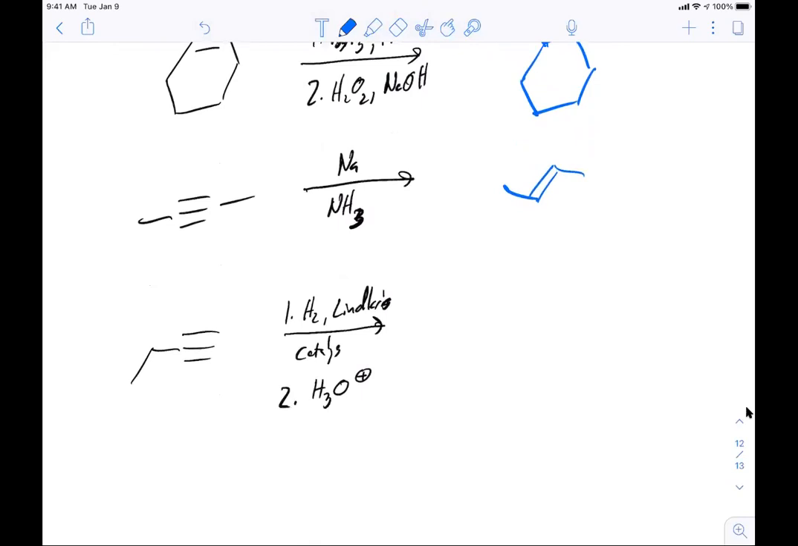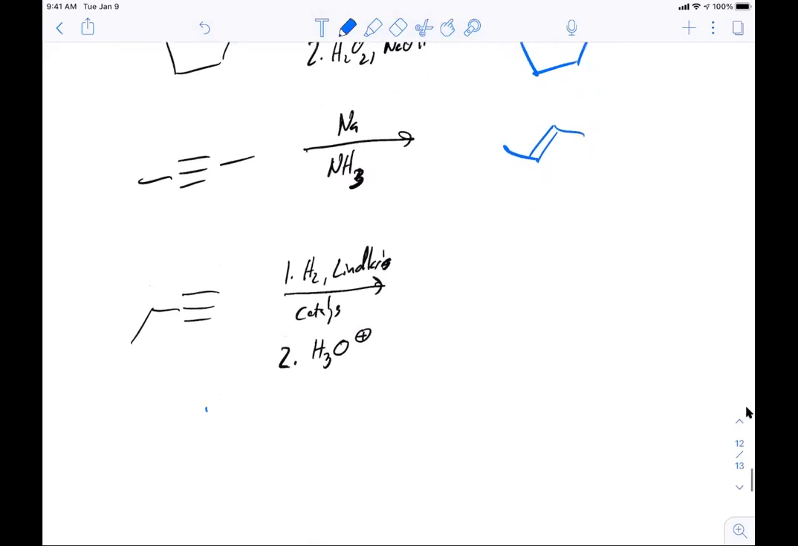The next one is actually two different reactions. The first reaction is going to be hydrogen and Lindlar's catalyst, which will give us the alkene. The second one is acid-catalyzed hydration, which will give us the Markovnikov alcohol.